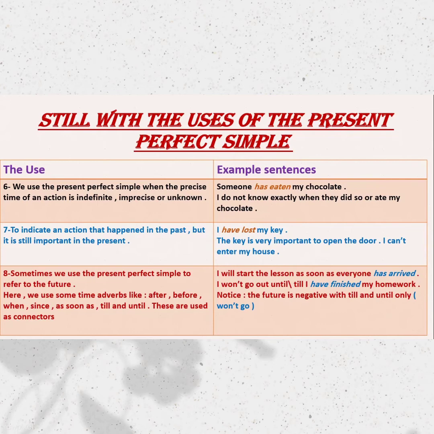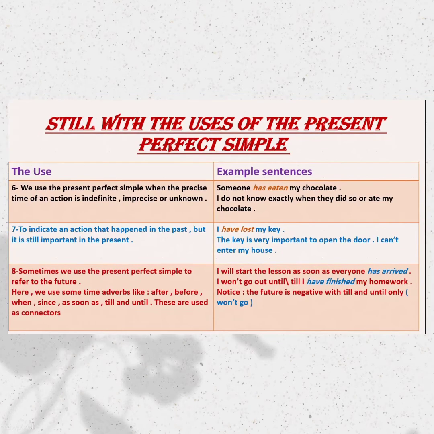Number 8 and final, we use the present perfect simple in order to refer to the future. To refer to the future, yes, simple. And here we can use some conjunctions, some adverbs of time used as conjunctions or relating words between the sentences, like after, before, when, since, as soon as, till, and until. These are used as connectors.